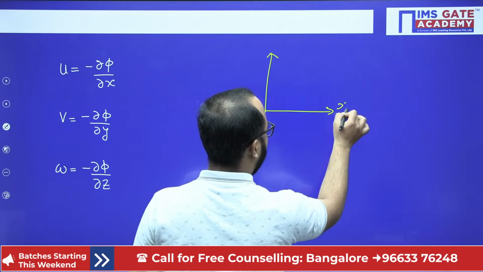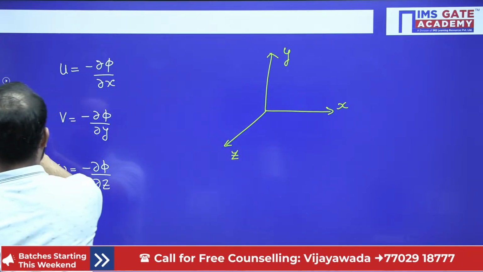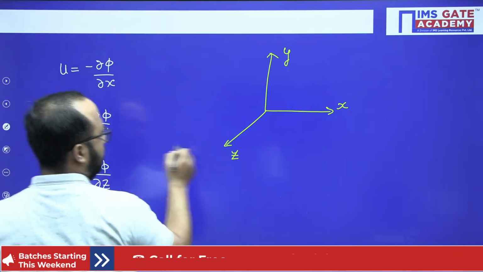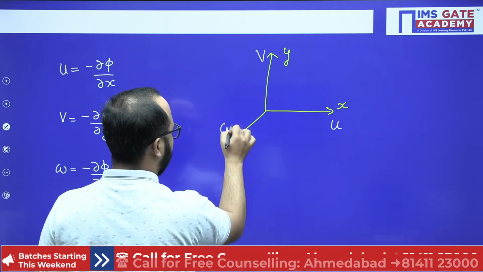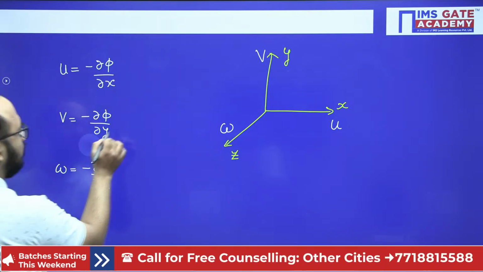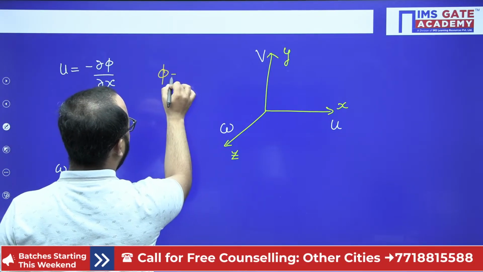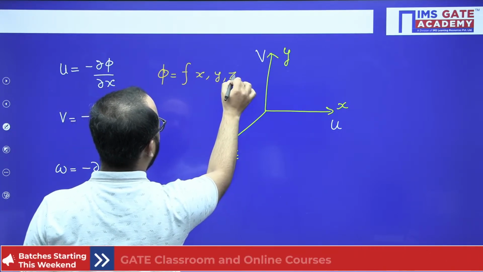So this is along x, along y, and along z direction. So we have the u velocity component, v velocity component, and w velocity component. And we have a function phi as a function of x, y, z.